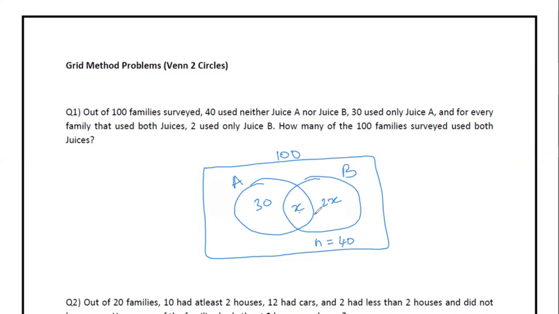All right. So now I know that 100 minus 40, 60. 60 is equal to, that is 100 minus 40, is A union B. A union B is equal to 30 plus X plus 2X. So 30 is equal to 3X. So 10 is equal to X.